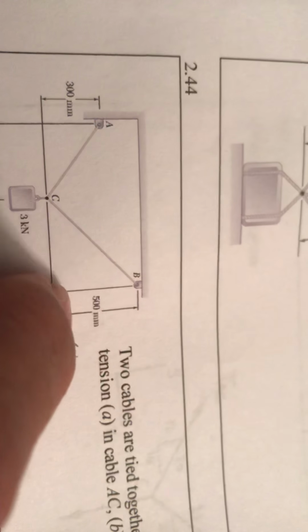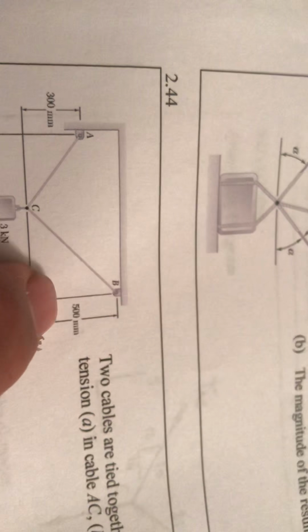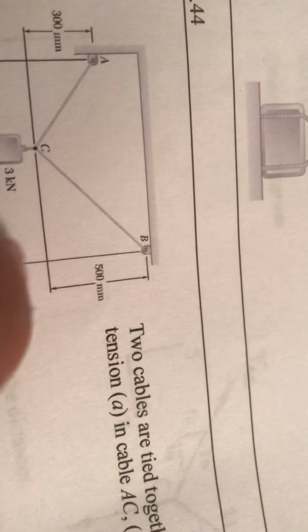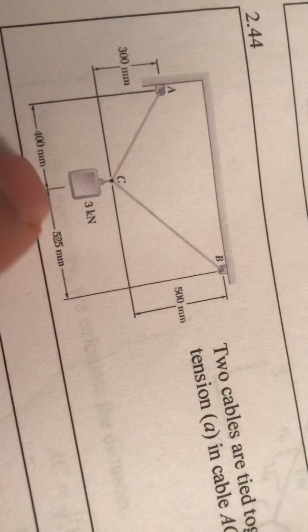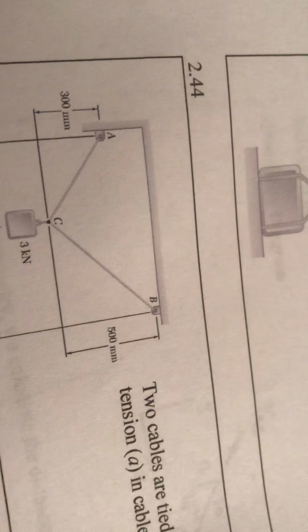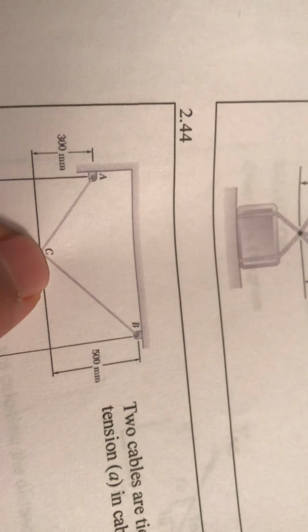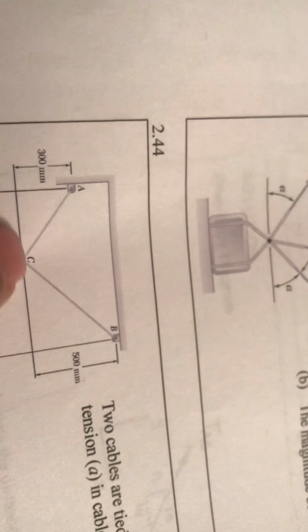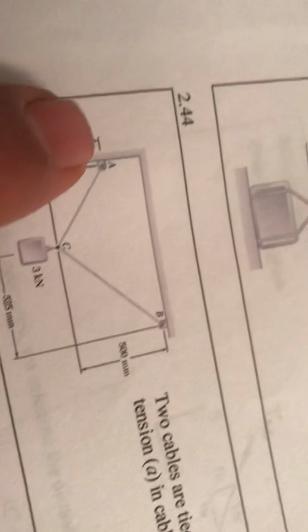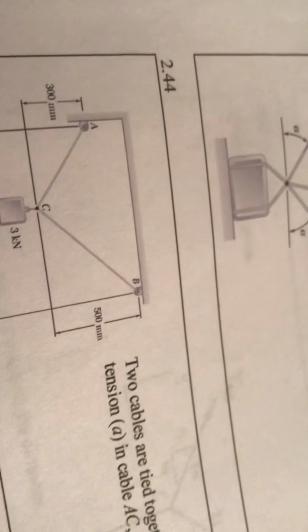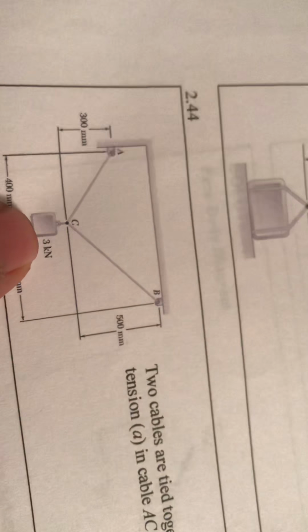Look at the angles for cable CB, 500 millimeter in the y-axis and 525 in the x-axis. From this you could find out the angles. And same thing for cable CA. Look at this, 300, it's like a triangle, 300, and here it's 400. Remember, it's millimeter here. And the load is 3 kilonewton.